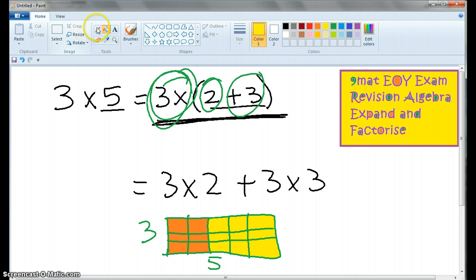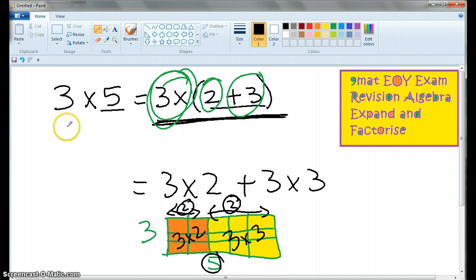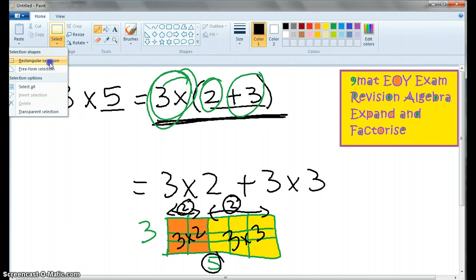Is that making any sense? It's really important that you get it with number. So this is 3 times 2 and this is 3 times 3, because this is 2 and that is 3, and 2 plus 3 is 5. Does that make sense? Let's have a look at that again another way.